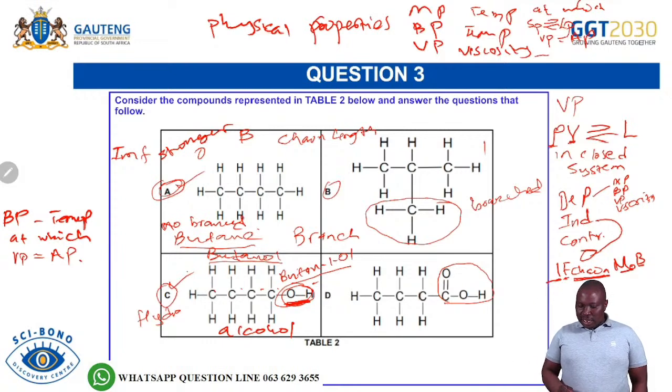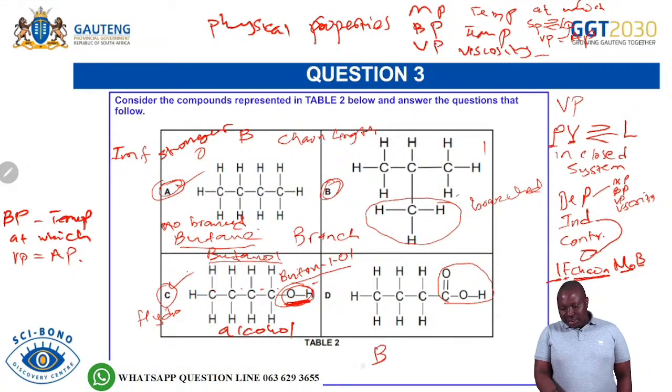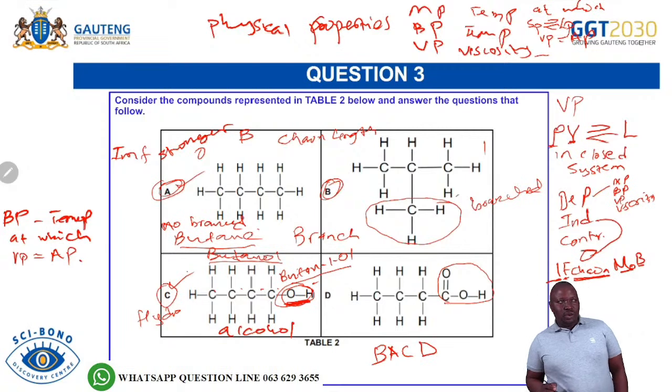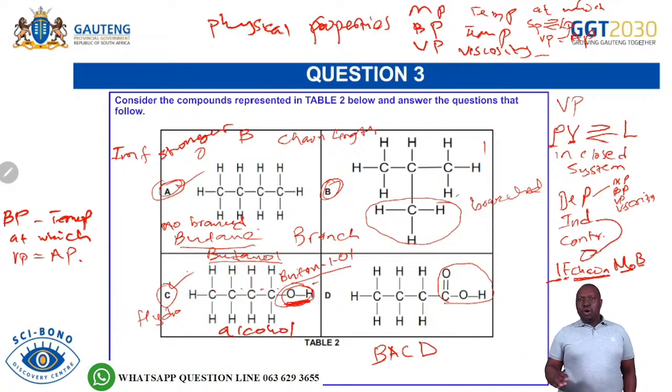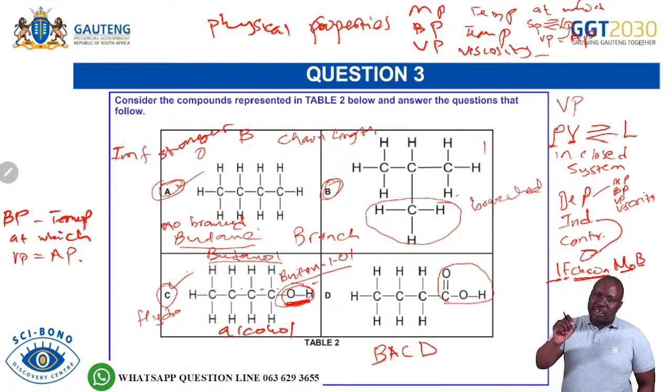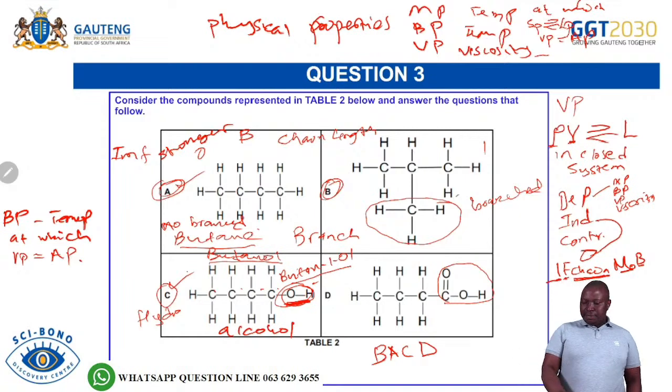So you can see that the one which has the highest vapor pressure must have the least strength of intermolecular force, which is your B. Your B has the least strength of intermolecular force, followed by your A. Remember, C is an alcohol. It will come after that, which is your C. Then D will be the lowest. So you will have B, A, C, D in a decreasing order there, starting from the highest to the lowest. So the highest vapor pressure means the lowest boiling point. Don't forget that.